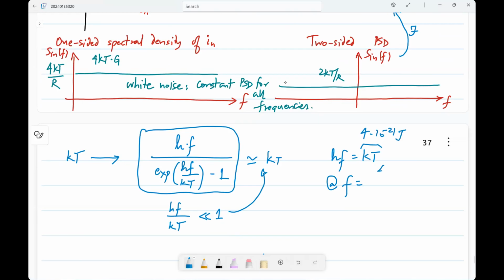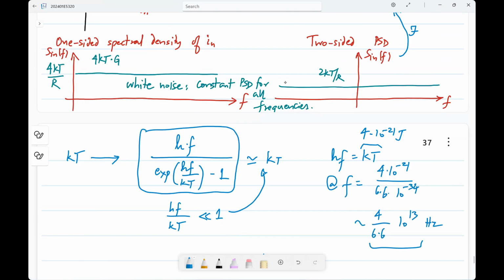Okay. So this would be 4 times 10 to the minus 21 divided by h, which is 6.6 times 10 to the minus 34. So it's basically about 2/3 of 10 to the 13 hertz. So we are talking about terahertz, right? So we don't have to worry about it for any frequency, even if we are designing like 100 gigahertz stuff, we don't have to worry too much about this. Beyond that, you may have to.